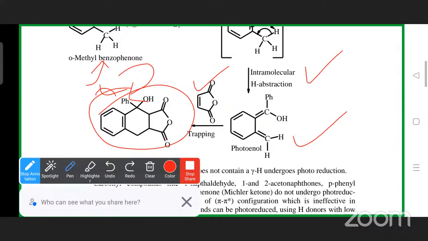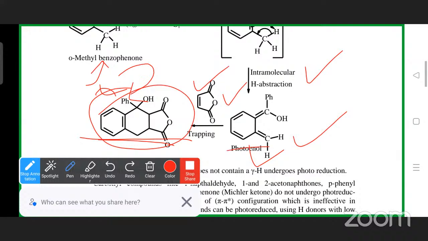To check whether it is undergoing the photoreduction or some other reaction, we are going to trap with some specific groups, like this maleic anhydride. Then we are getting this product. That means the initial compound is an enol derivative. If enol is there, then obviously we'll get this trapping product. Otherwise, it won't give it. If photoreduction takes place, we won't get this product.